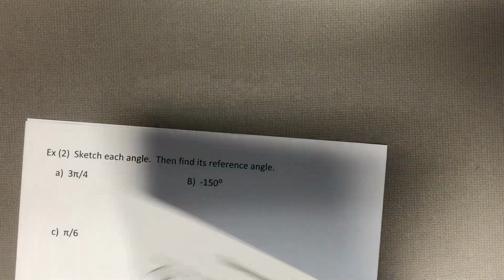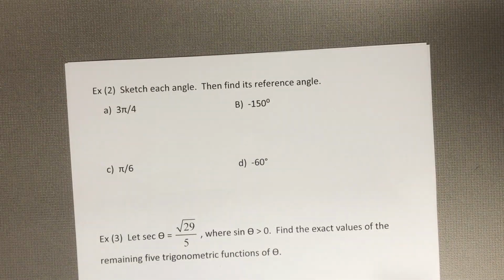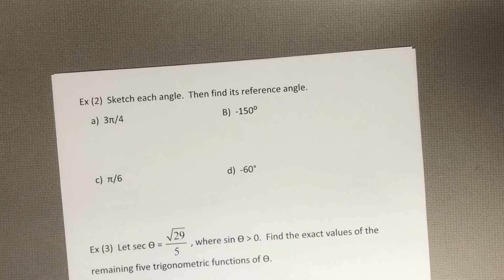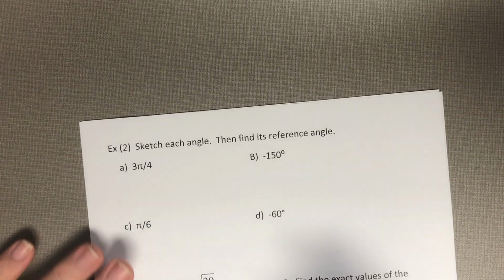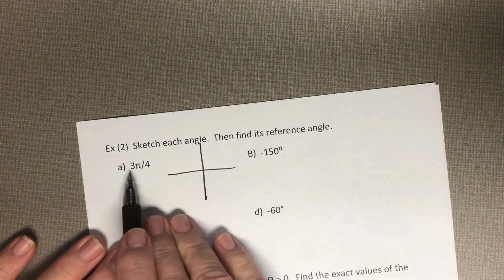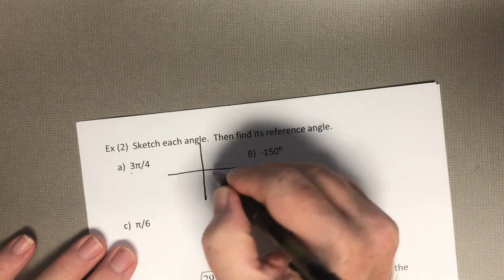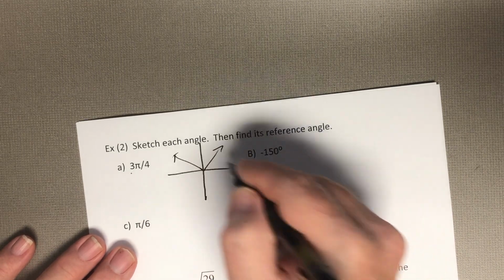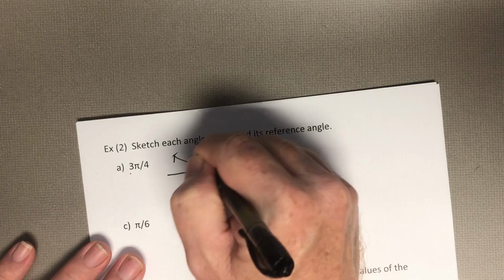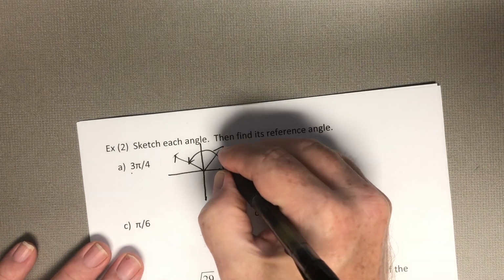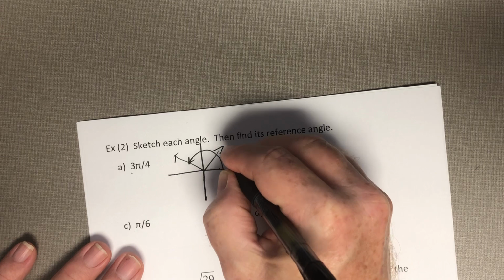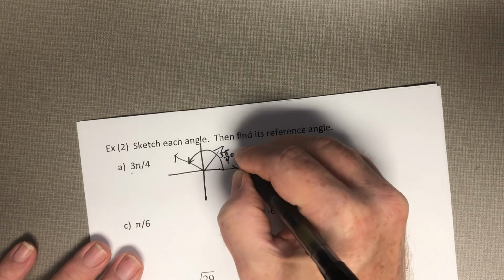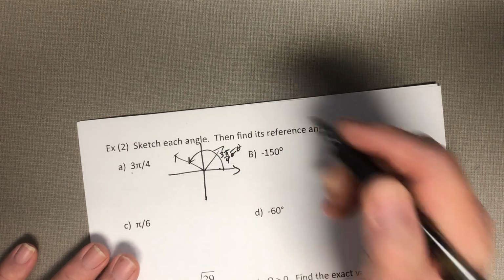All right, let's turn the page. We're going to sketch each angle, then find the reference angle. First, we're going to sketch this angle, 3/4 of pi. From here to there is pi. If you separate that into 4 congruent parts, 3/4 of pi would be that angle right there. That angle is 3 pi over 4. That's theta, so I'm going to put equals theta.